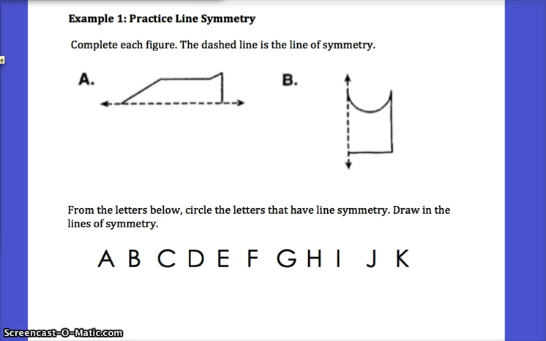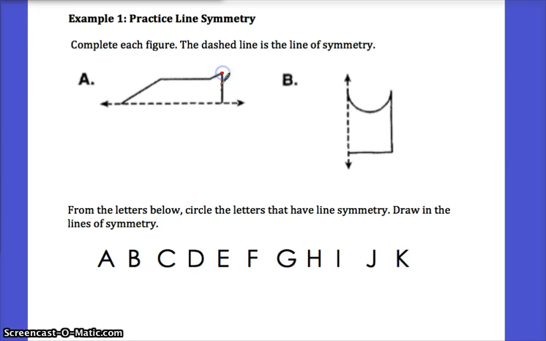So let's practice line symmetry first. In example 1, I just want you to complete the figure. The dashed line is a line of symmetry. Draw the other half so that this would be symmetrical. When you're drawing these, do the best that you can. Use a straight edge if you have one. If you have the edge of a book, you want to make your lines nice and straight.